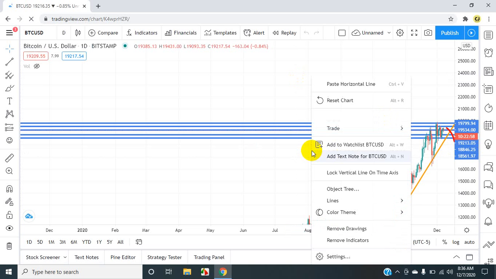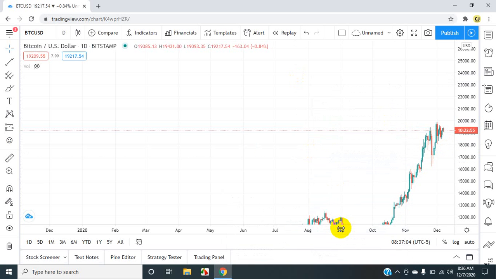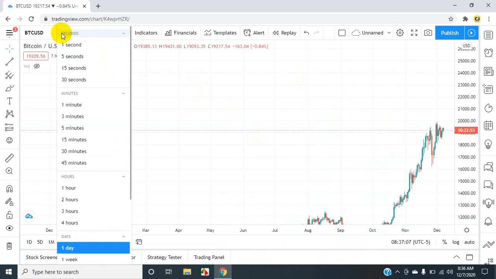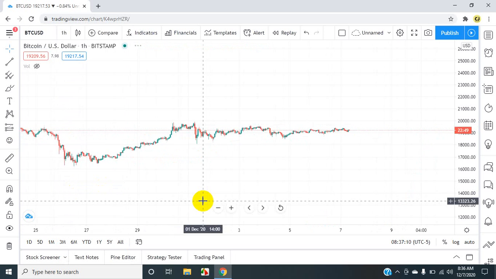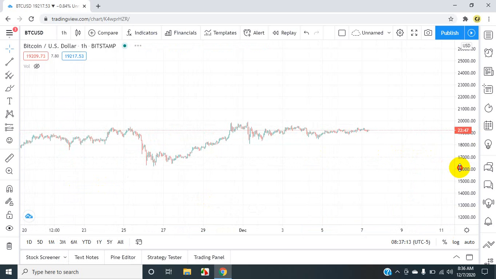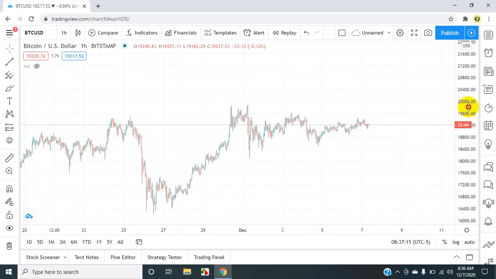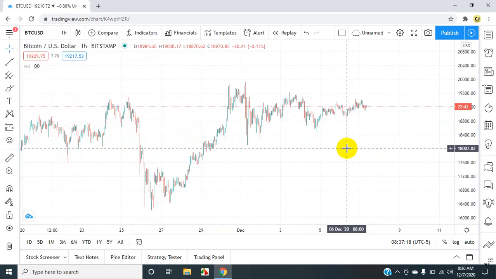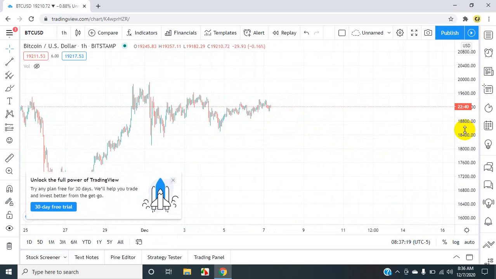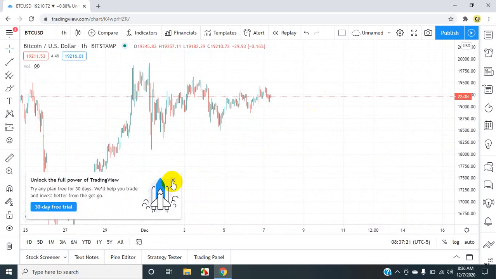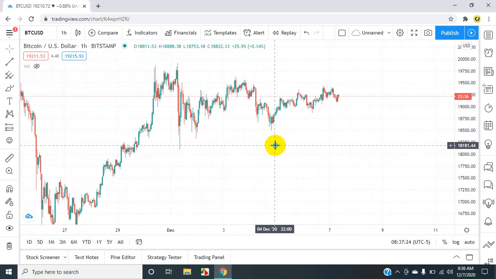I did a few markups here. Let me erase this. Alright, let's start the markups today on the 1 hour. Let's take a look at what we see. Okay, so the first thing we're going to work on today is levels, SR lines, support and resistance.